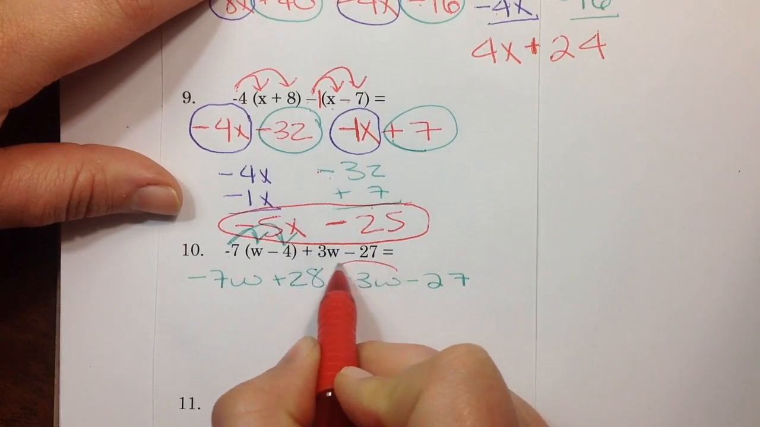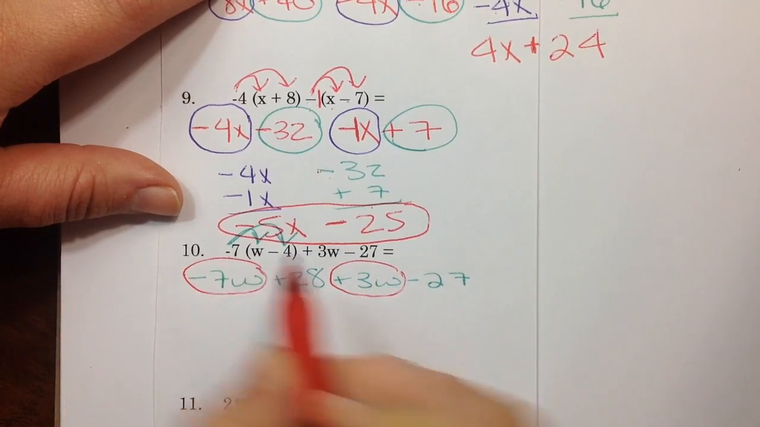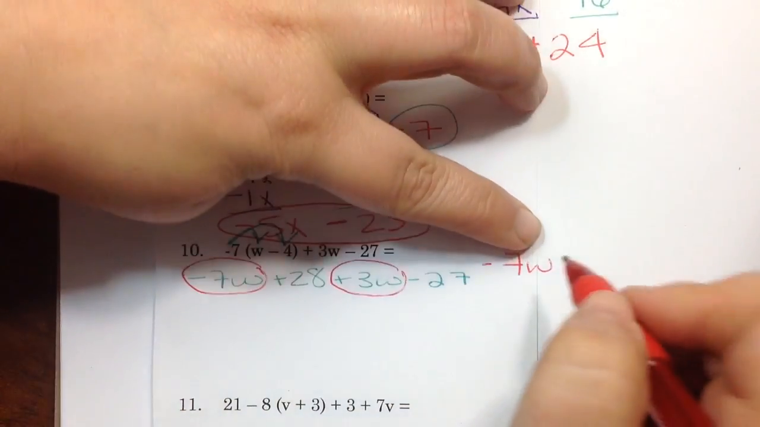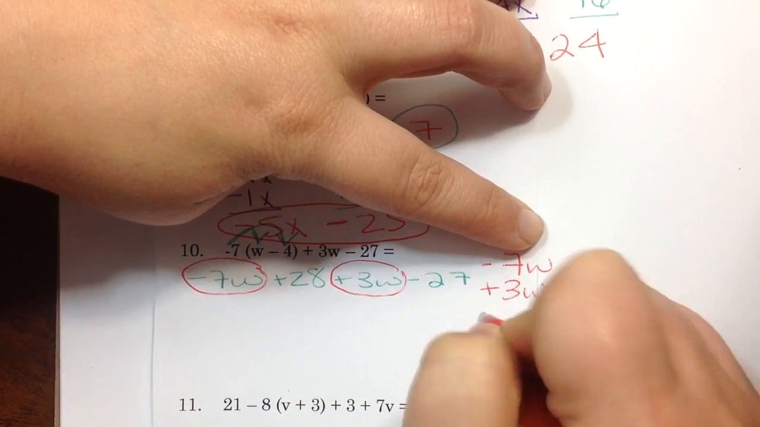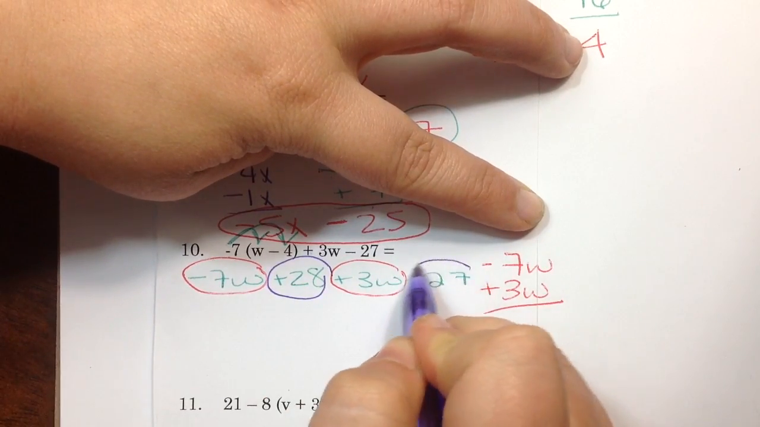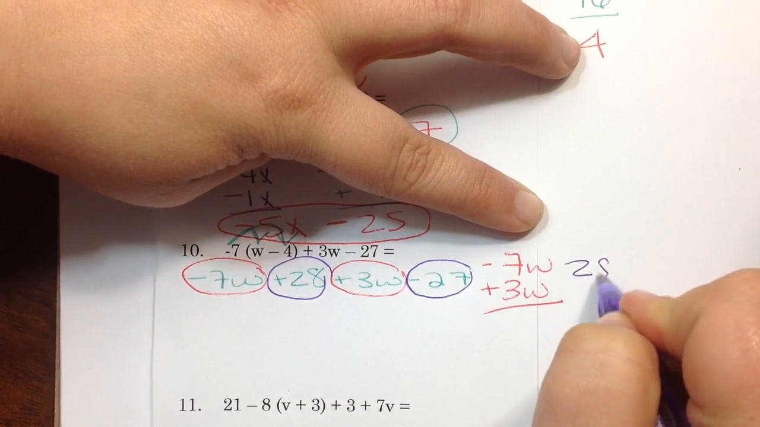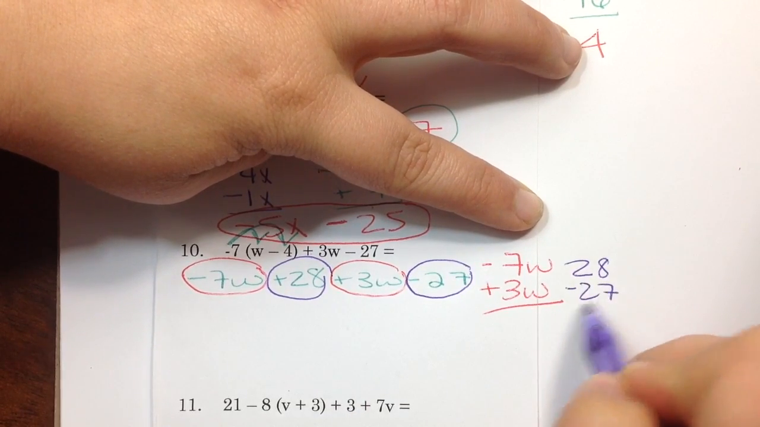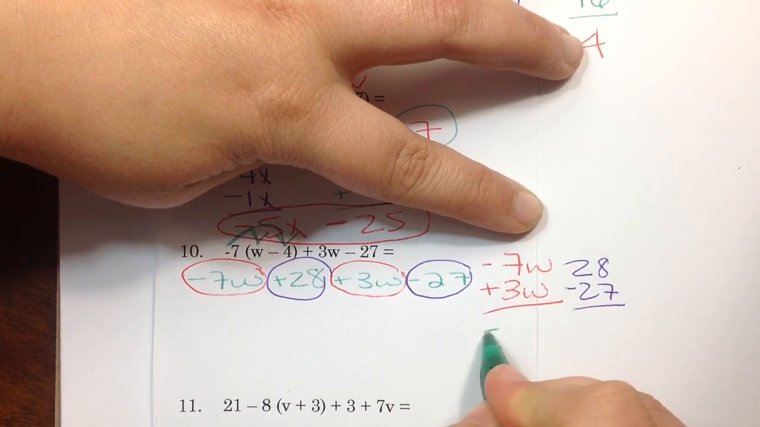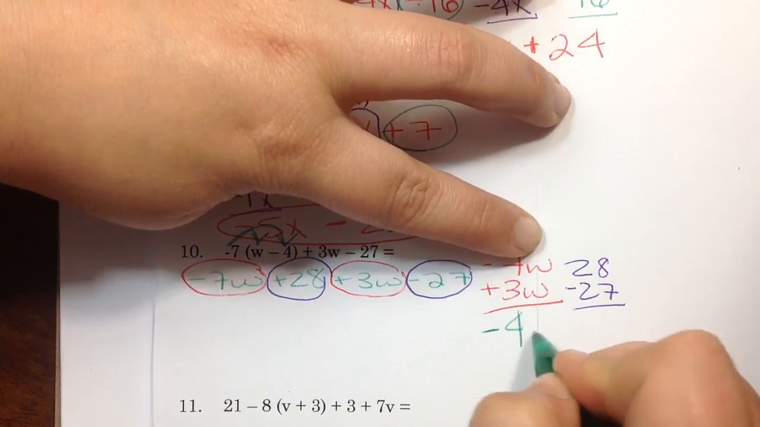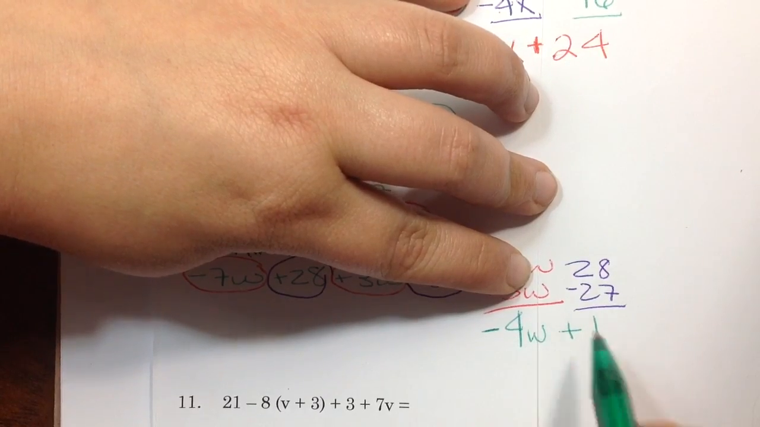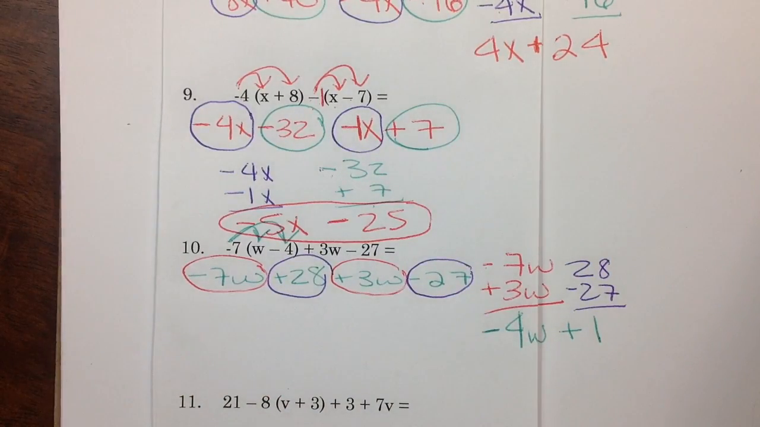So I can combine this 3w with this negative 7w. So negative 7w plus 3w. And I can combine this 28 and this negative 27. So 28 minus 27. Well, clearly, that's going to give us an answer. Negative is bigger for the 7, which makes my answer negative. 7 minus 3 is 4w. And then 28 minus 27 is positive 1. So then my answer would be negative 4w plus 1.